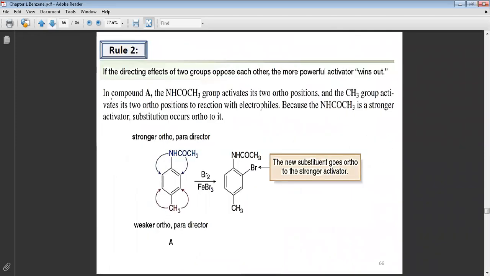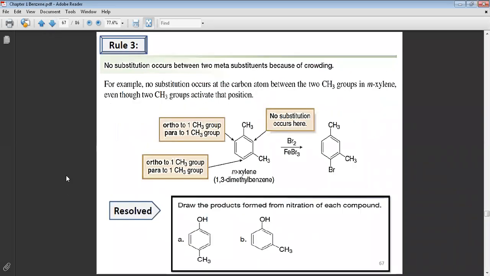Here we have the inductive effect and the resonance effect. One is stronger than the other. Look, because the NHCOCH3 is a stronger activator, stronger by the resonance effect. Okay? Substitution occurs ortho to this group. It will go ortho to this group. Okay? Now, rule number 3.